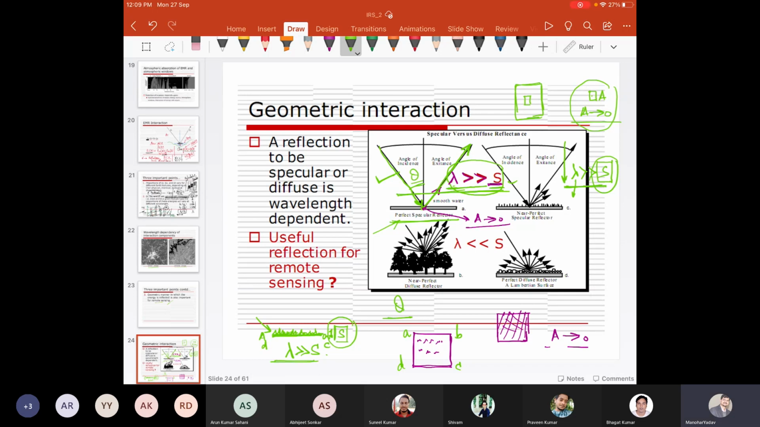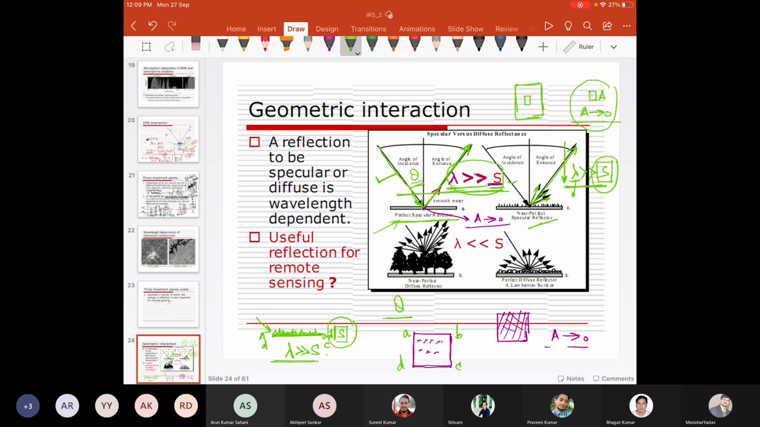When you start decreasing the wavelength, it starts behaving like a near perfect specular reflector, where the reflected energy is not confined along a particular line, but is divided spatially into different directions. Still, the dominant energy is along the line that follows Snell's law, but you can expect a component around it.